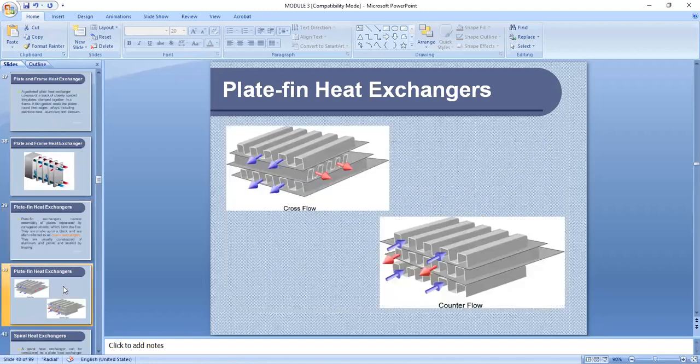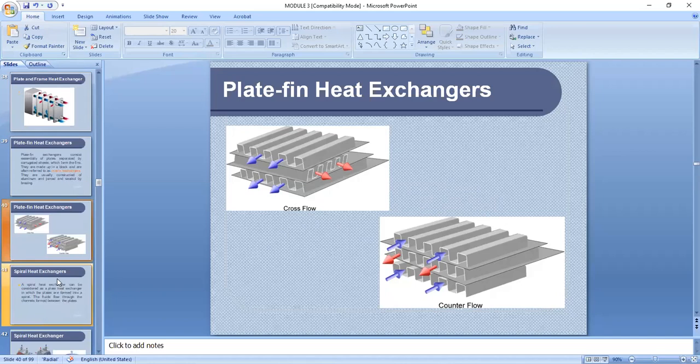And this is how a plate fin heat exchanger looks like. You have plates, and in between plates, you have the fins. Now, the orientation of the flow of your fluids here is cross flow. And in here you have counter current flow. Those are the two configurations of how the fluids interact with each other. Although there is no direct contact, that's the orientation of how they flow in the system.